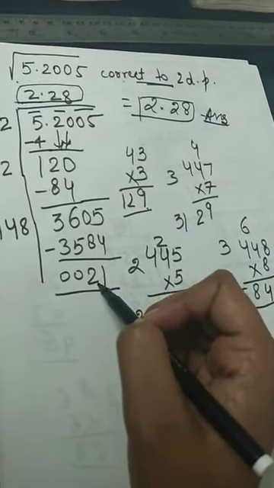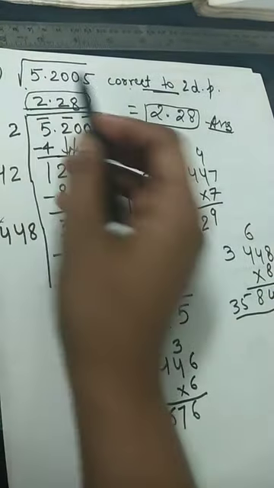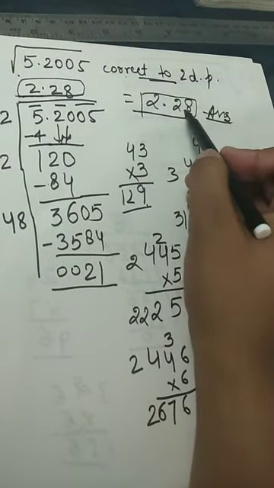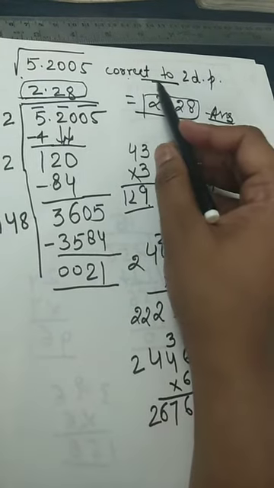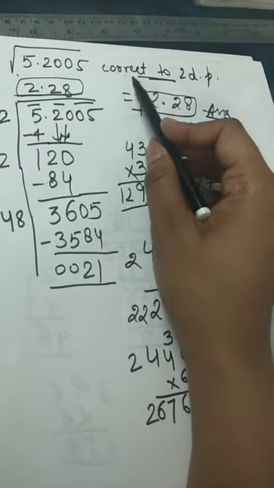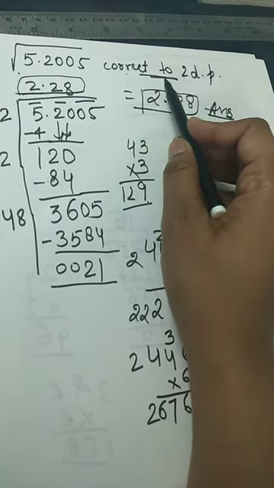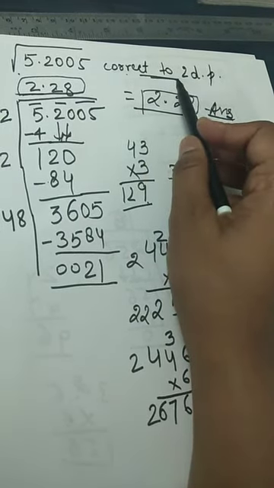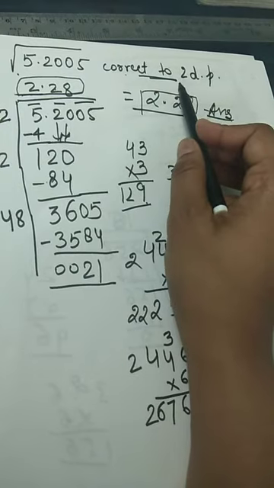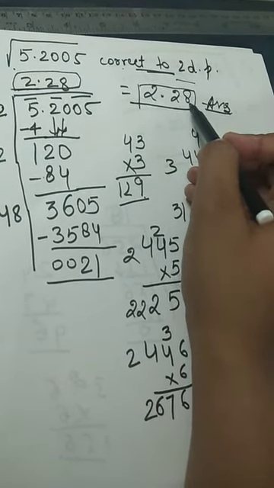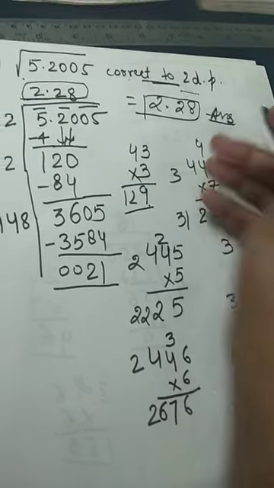Class, this number is not a perfect square, so that is why we are getting a remainder here. And we have also satisfied what they have asked in the question, that we have to find the square root correct to 2 decimal places. So we got 2 decimal places here as 2 and 8. So this is our final answer.